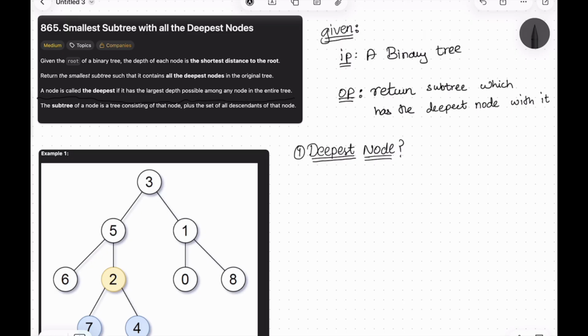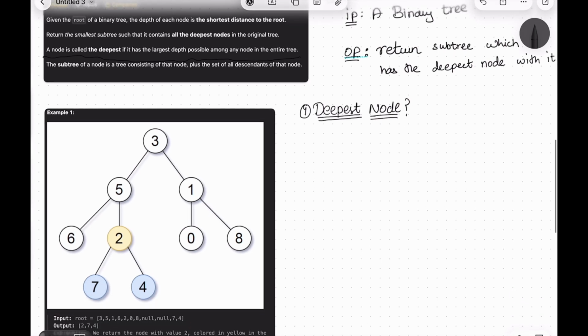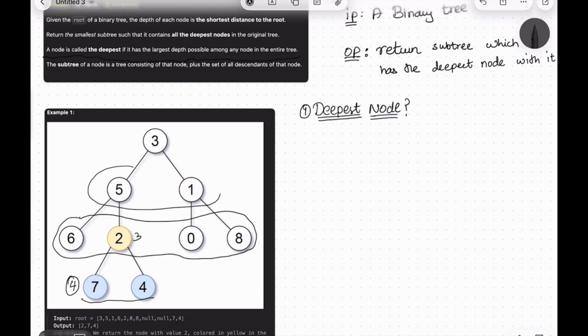So let us understand this with example 1. If you see here, clearly these two nodes hold the highest depth. So which is 1, 2, 3, 4. So the depth is 4, which is the level basically, and this is 3. So all these nodes hold the level 3, and this is 2, and this is 1. Right.